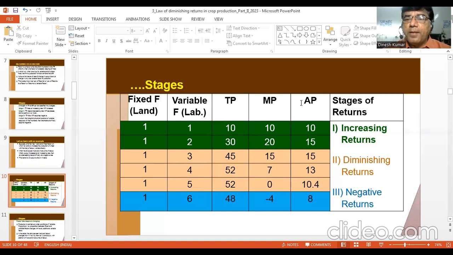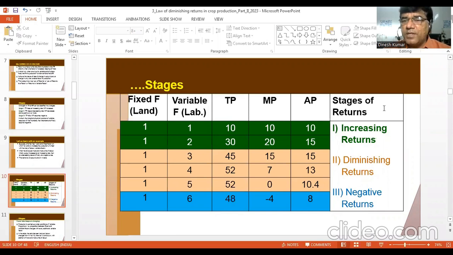So you can see the last column, which is average product. Average product is your total product divided by variable factor. So 10 divided by 1, you will get 10. 30 divided by 2, you will get 15. 45 divided by 3, 15. 52 divided by 4, 13. 52 divided by 5, 10.4. And 48 divided by 6, you get 8. So average product is the result of total product divided by the number of units of variable factor.